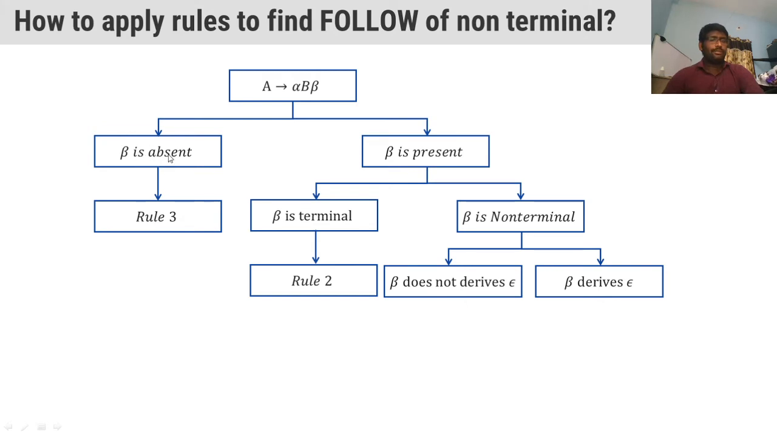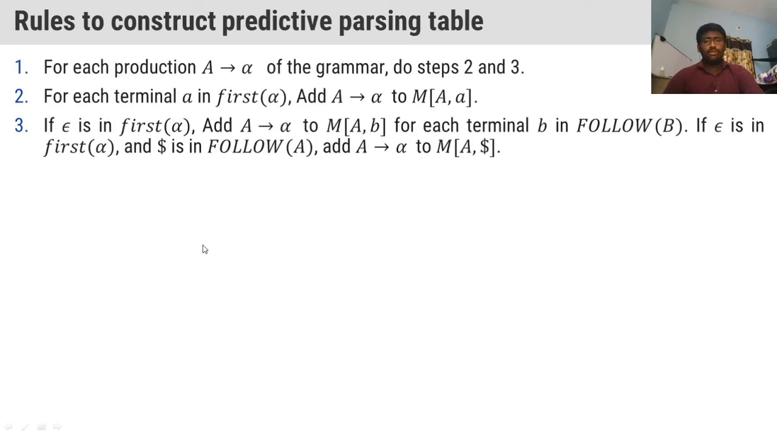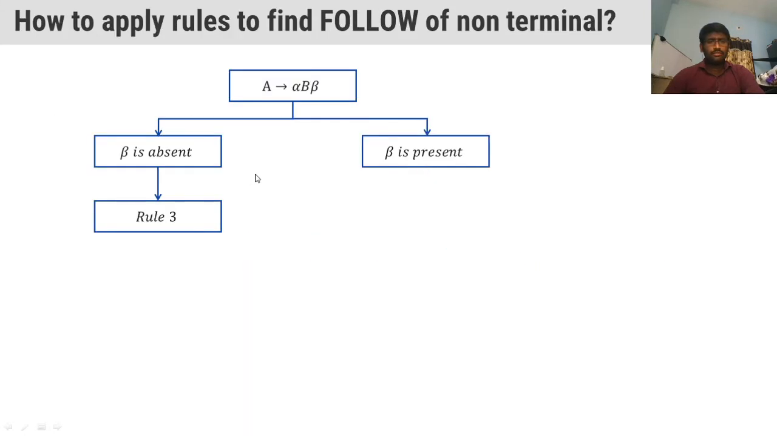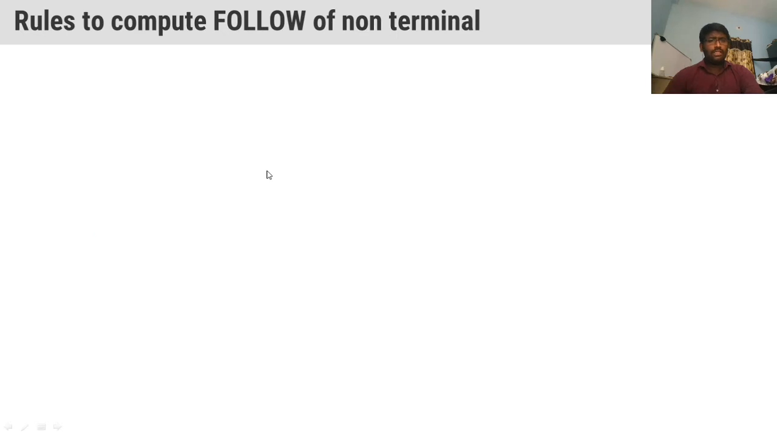If beta is absent, we go for rule 3. If any production is in the form of alpha B followed by beta, and beta is absent, we simply apply rule 3. What is rule 3 here? See here the rule 3 of the follow set.